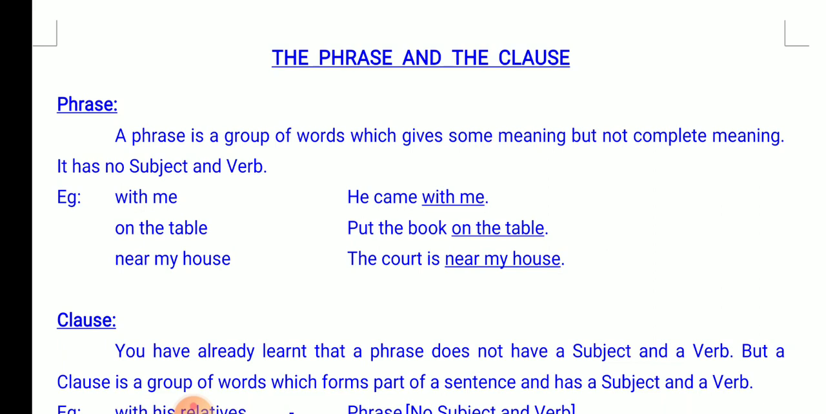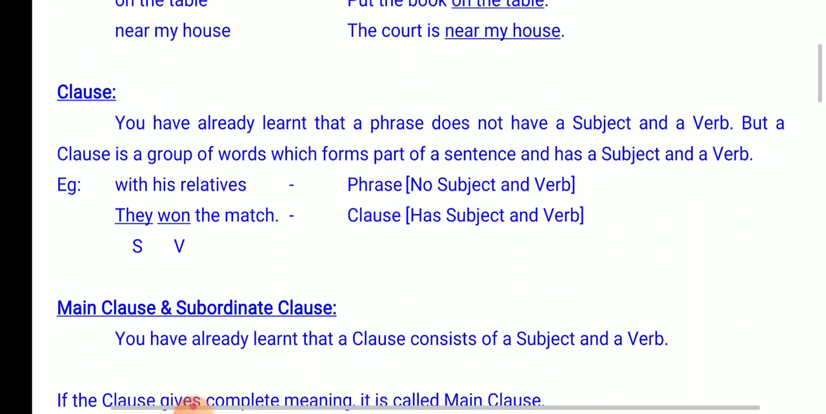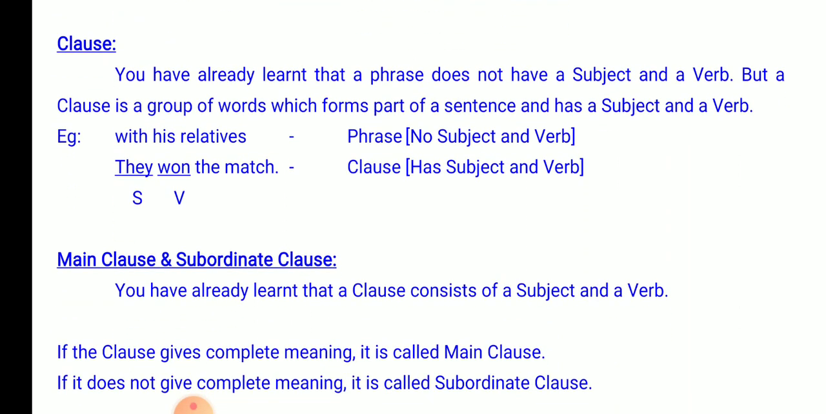Now that you have understood what a phrase is, let us move on to the clause. A clause is different from a phrase. The main difference between the phrase and the clause is the phrase does not have a subject and a verb, but a clause has a subject and a verb. Look at the 2 examples given below. With his relatives. We call this a phrase because it does not have a subject and a verb.